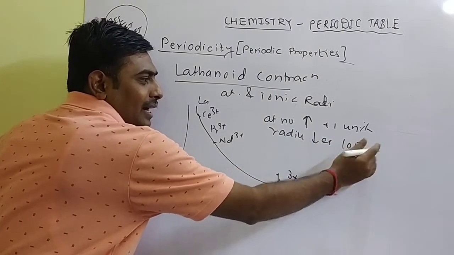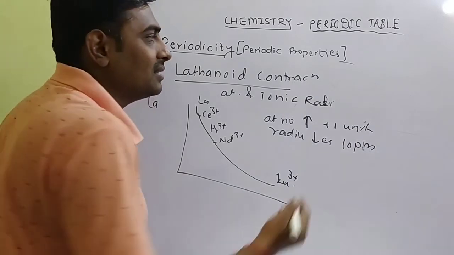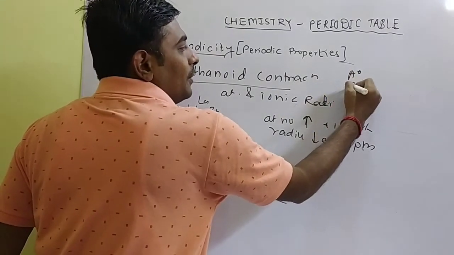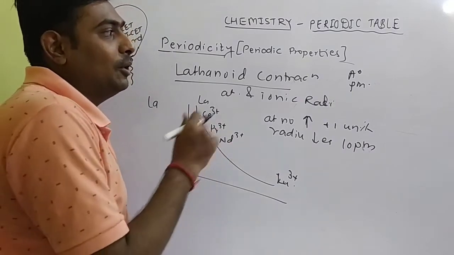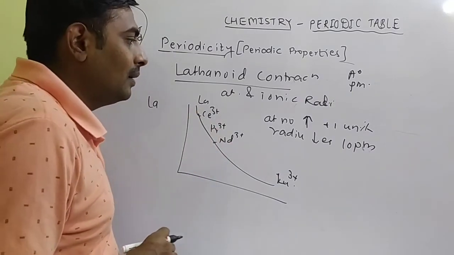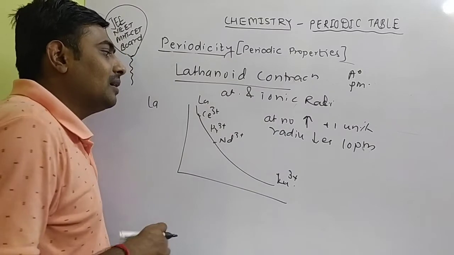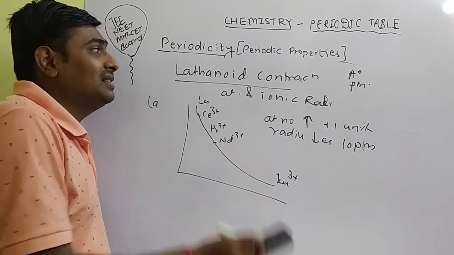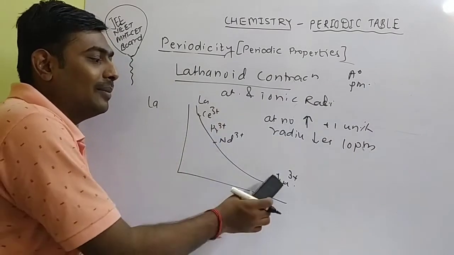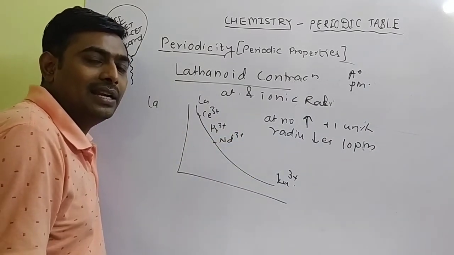We know that atomic and ionic radius is very small. It is counted in angstrom or picometer. An angstrom is 10 raised to minus 10 meter, and a picometer is 10 raised to minus 12 meter. So it decreases by 10 picometers, and this decreasing effect of radius is called lanthanide contraction. As the atomic number increases, the size of lanthanides decreases.